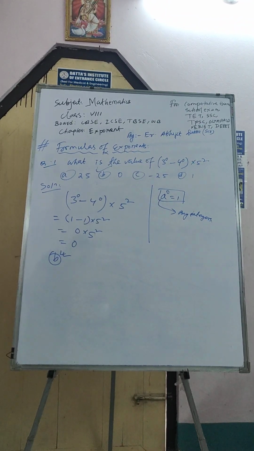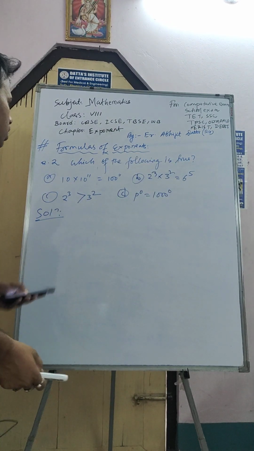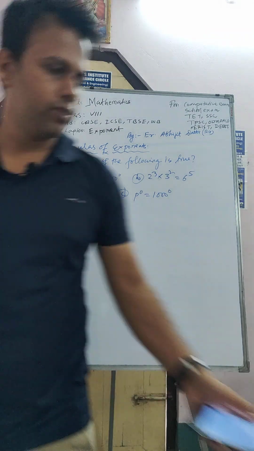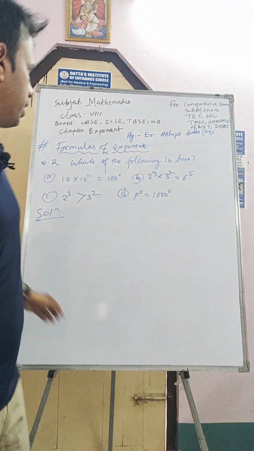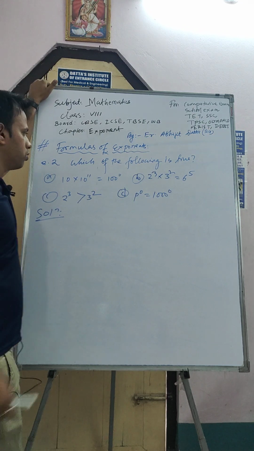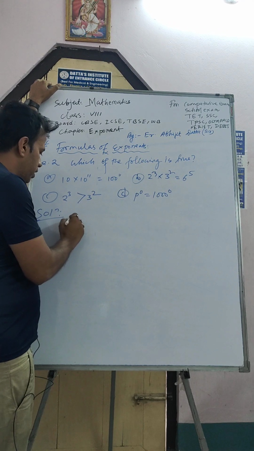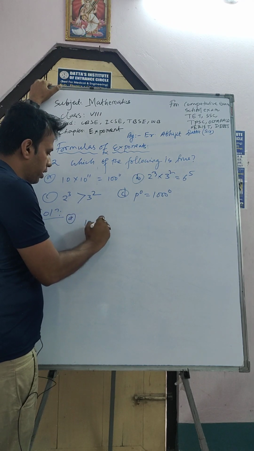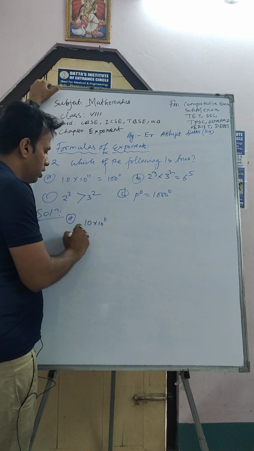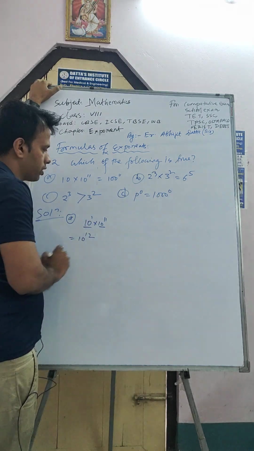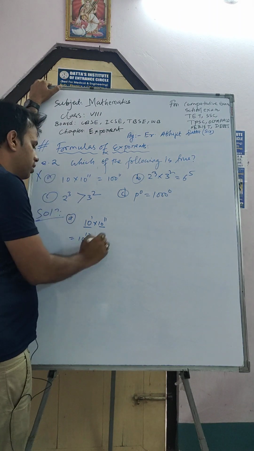So let's move on to the next question. Question number 2 is like that. Which of the following is true? That is, which option is true? We have to find out. If I look at the first option, that is 10 to the power 10 into 10 to the power 11, the base is equal and the powers will be added. So 10 to the power 21 will be the answer, so option A is not correct.